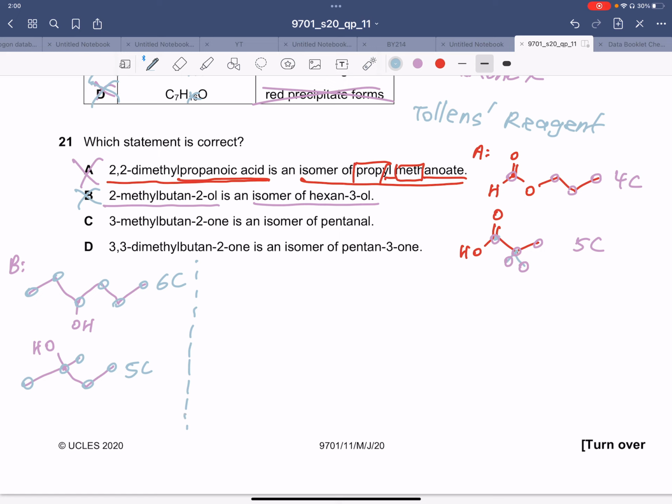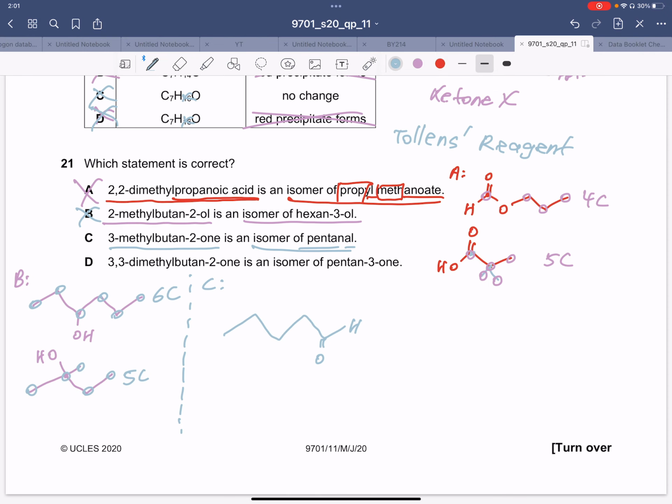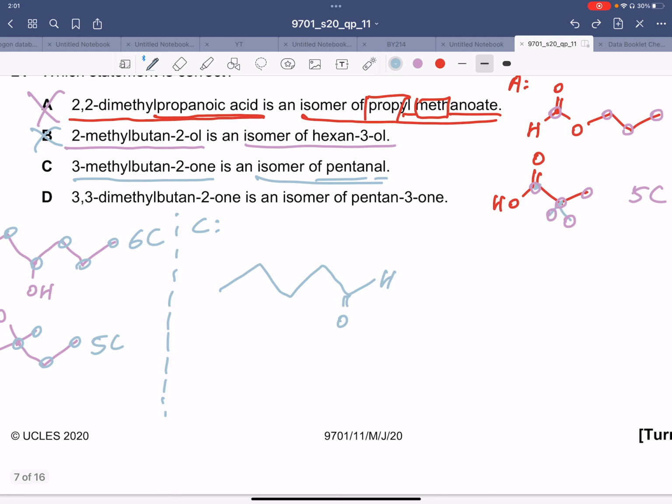Option C. 3-methylbutan-2-one is an isomer of pentanal. Okay, so that "al" right there is for an aldehyde. Pentanal looks like this: 1, 2, 3, 4, and then carbonyl, like that. Oh, by the way, whenever you have that penta or whatever, just draw the number of lines minus 1. So in this case, notice how I drew 4 lines just like that. It really makes drawing things a lot less of a hassle. But yeah, just a quick tip for speed.